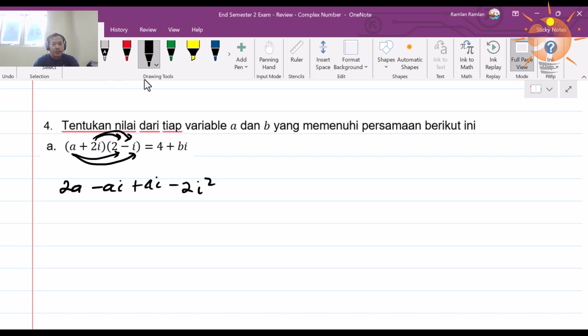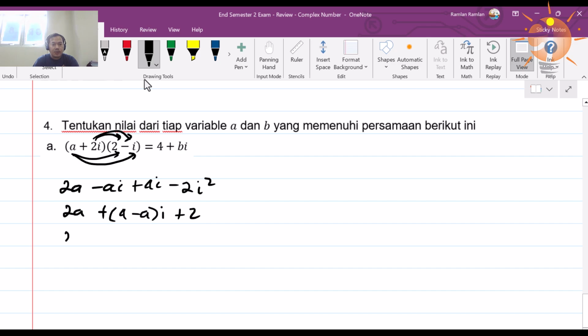Now let's simplify what we have here. 2a minus ai plus 4i, we can actually write it down as plus 4 minus a of i, right? Because we have 4 minus a, this one over here, and then we have i. So it's just the same thing as factoring. Now we know that i squared is negative 1, so negative 2 times negative 1 is equal to 2. Yes, just plus 2.